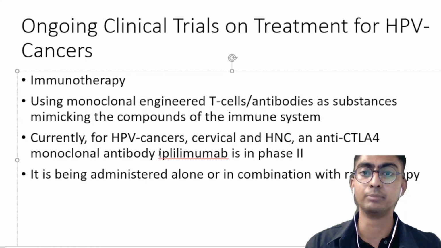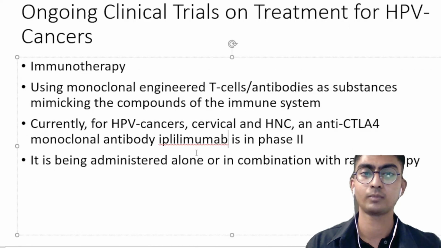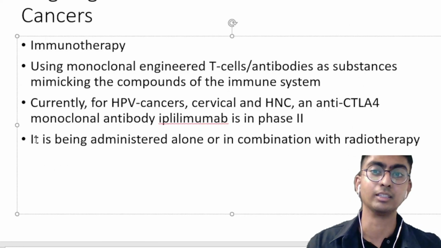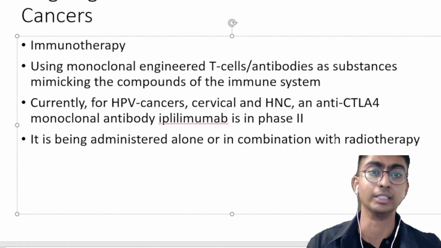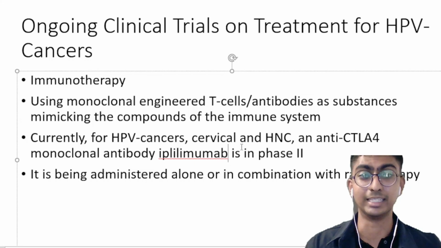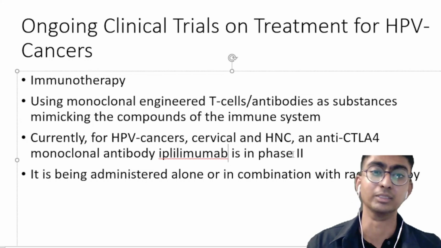This ipilimumab antibody. It is important to note that these types of clinical trials are either administered alone with the immunotherapy or in combination with radiotherapy, because cancer cells do not respond well to radiotherapy alone. But its side effects are that normal human cells also are affected.